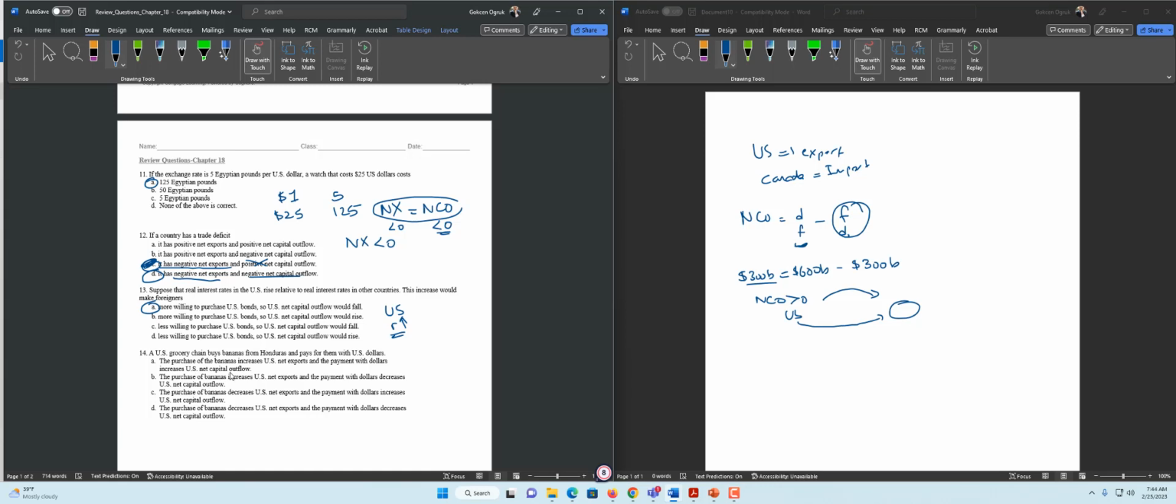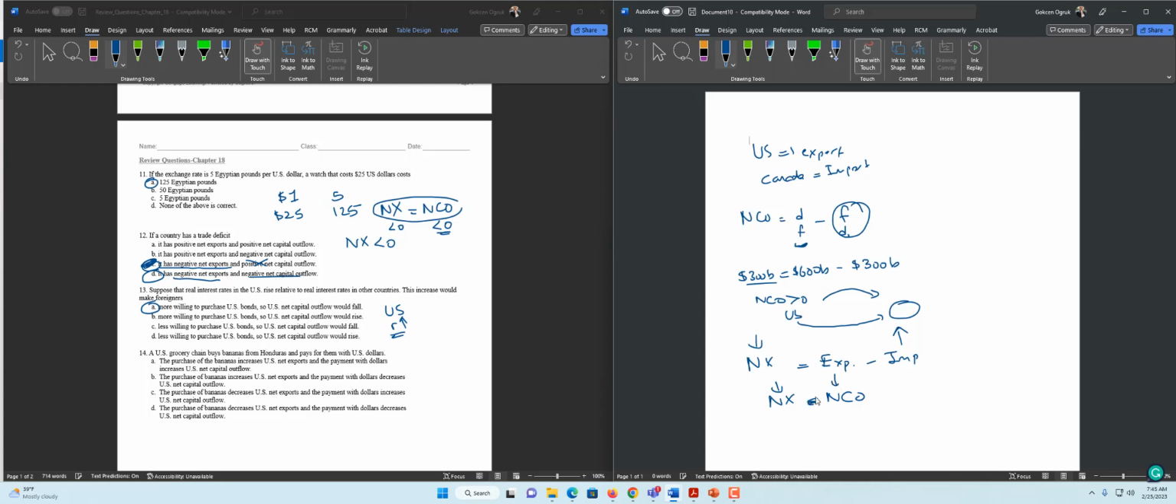Number 14, a US grocery chain buys bananas from Honduras and pays for them with US dollars. So what does that mean? First of all, we know that buying bananas from Honduras is an import. Now we know that NX is exports minus imports, right? And it's an import. If imports are increasing, NX should go down. If NX goes down, NCO should go down too because of this equality.